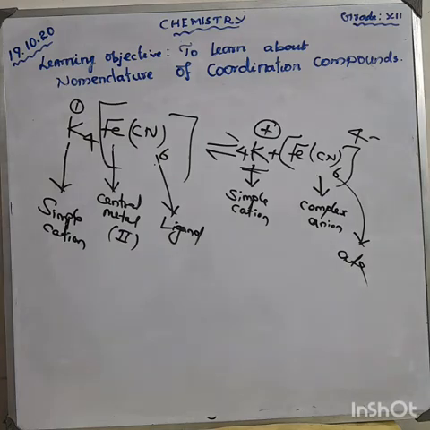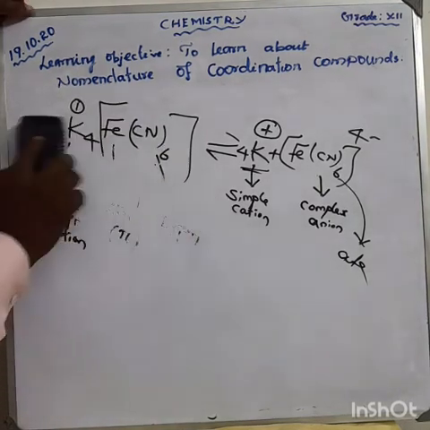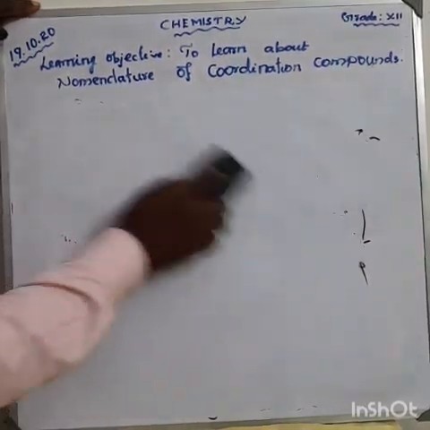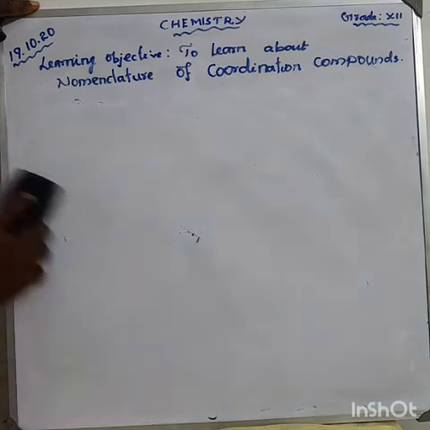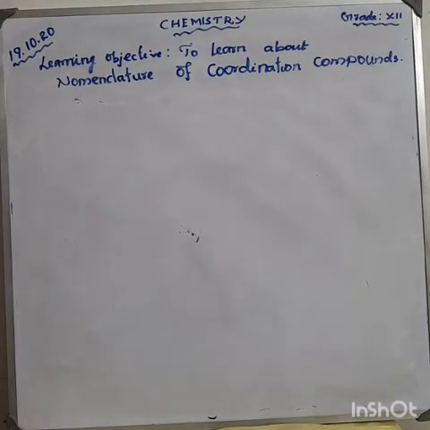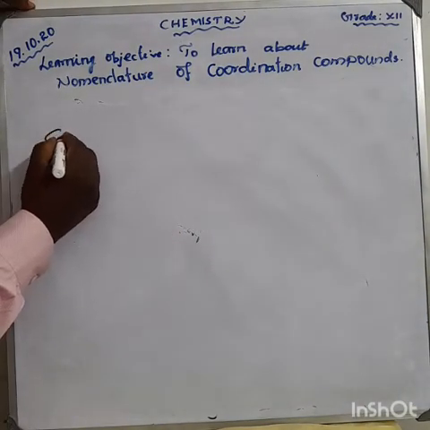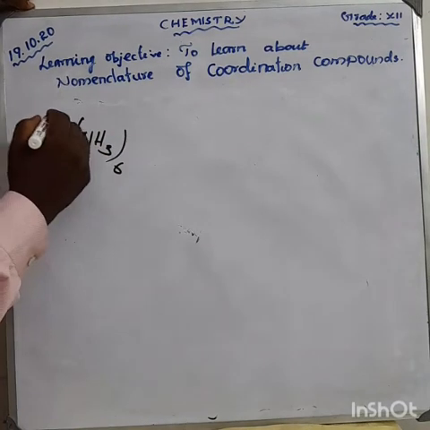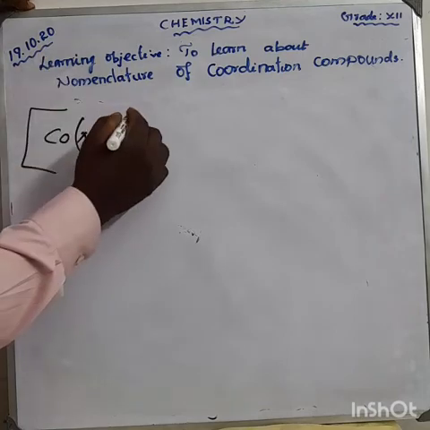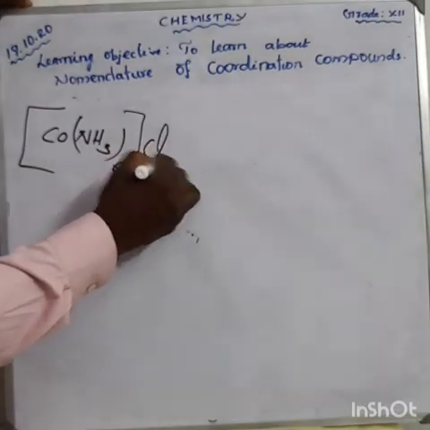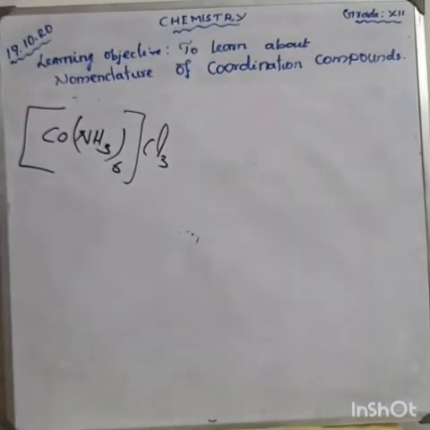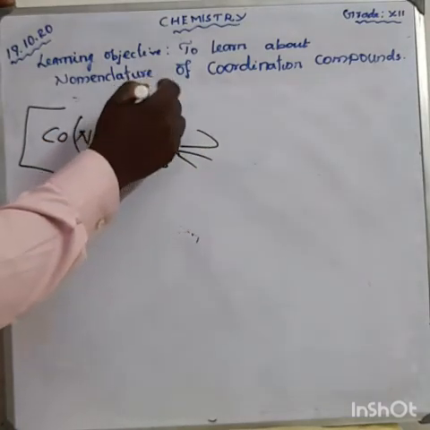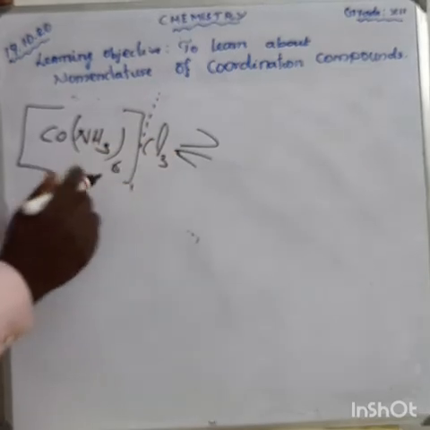The second example. This was for K4Fe(CN)6. What is the second example? For another complex, that is Co(NH3)6 Cl3. Okay, here, this can be written as, first, the complex cation.